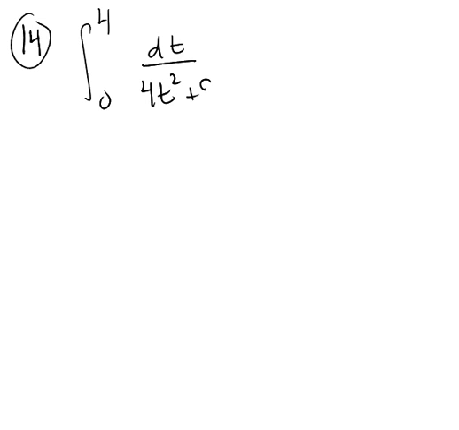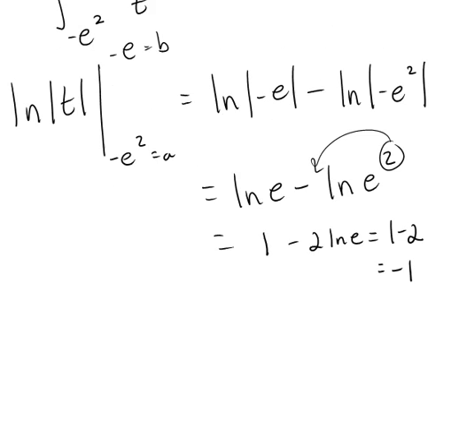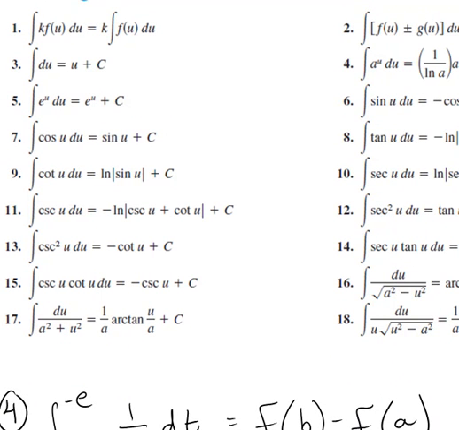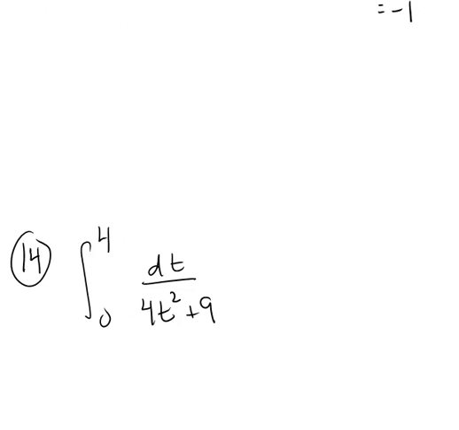Okay, now we're looking at number 14, where you're asked to find the antiderivative from 0 to 4 of dt over 4t squared plus 9. Okay, now I gave you some formulas, and if you look, number 17 says the antiderivative of du over a squared plus u squared is 1 over a arctan of u over a plus c.